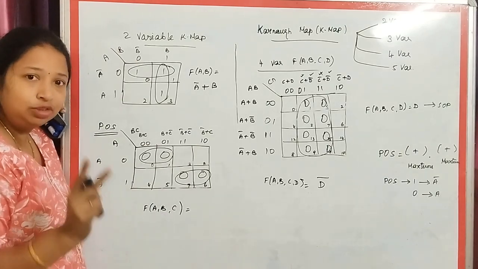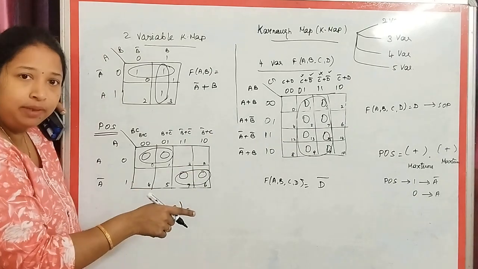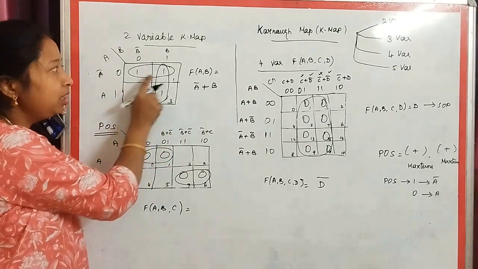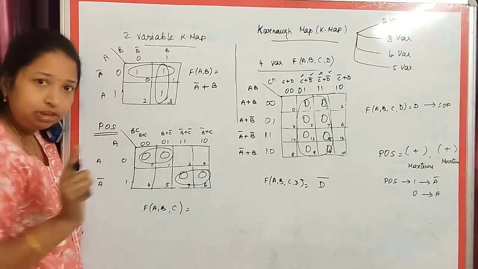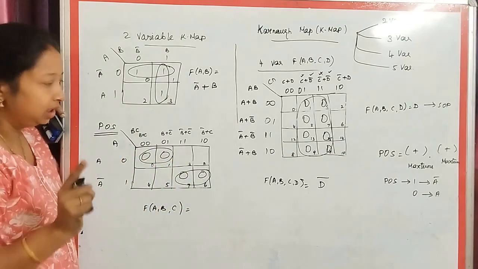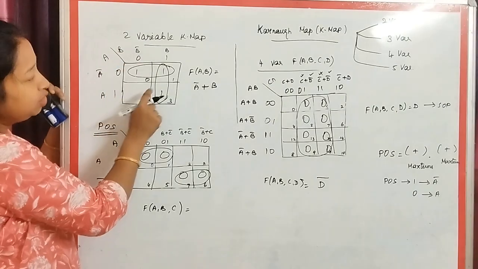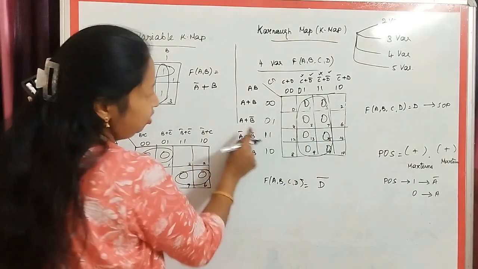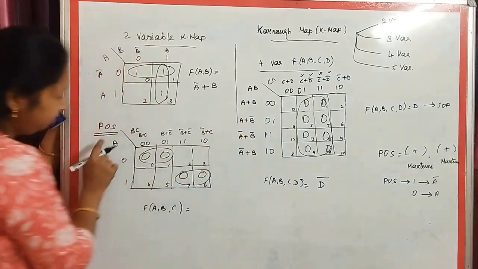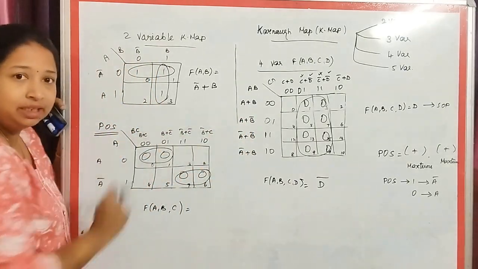The two things that are going to differ with POS and SOP: in SOP we will be positioning all the elements with 1, and in POS we will be positioning all the elements with 0. Fine, that is one thing. The second thing is, in SOP all the terms will be in product terms, that is min term, whereas in POS all the terms will be in max term, that is sum term.